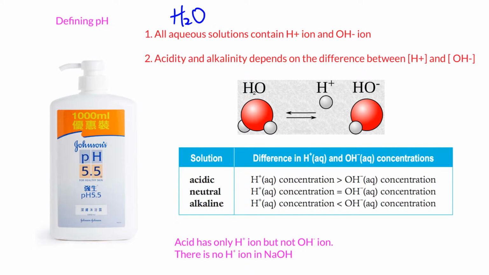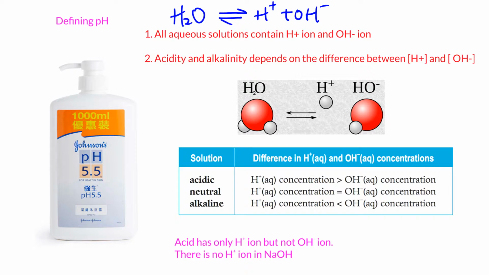But the water can be ionized into H plus and OH minus. From time to time the H2O will lose one of its hydrogen ions and become OH minus. But this hydrogen ion will then combine with another OH minus to form water again. This process is pretty quick, going back and forth like that. So as long as you have water, you should have H plus ion in it and also OH minus ion in it.